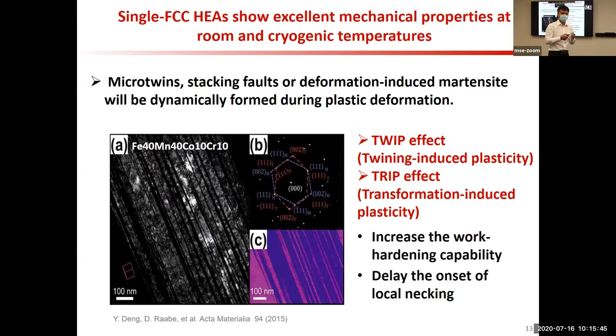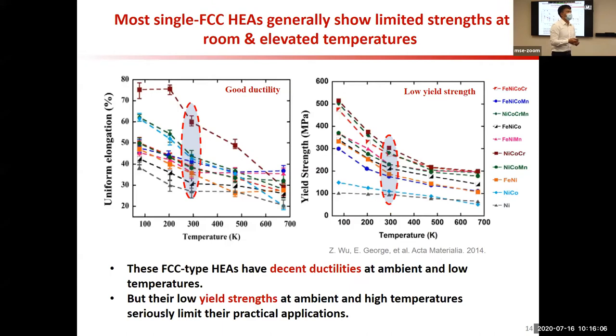By using these two kinds of effects, we can increase the work hardening capability of the alloys, and also delay the onset of local necking, which would otherwise cause local stress concentration and make the materials fracture earlier during the tensile deformation. The problem for this kind of material, as we can see from this slide, is that although they have decent ductility at ambient and low temperatures, they show very low yield strengths, especially at elevated temperatures, which will greatly limit their practical applications.